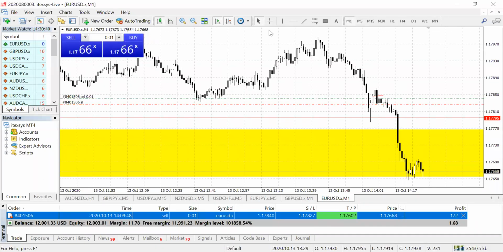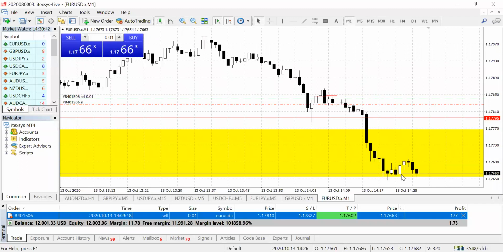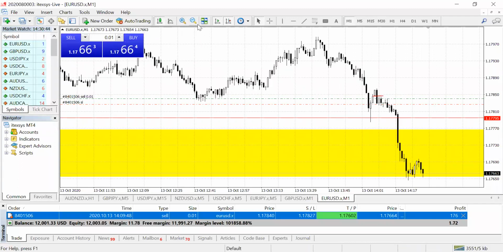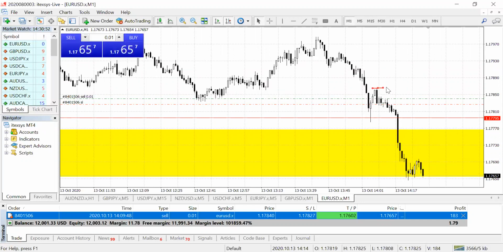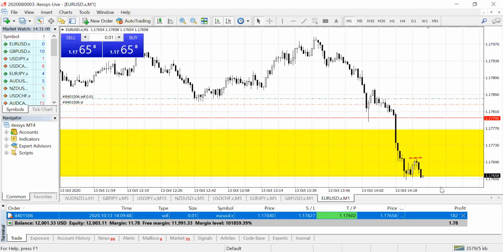Okay, so look, on the 1-minute chart, we have a new pivot, correct? Same pivot we had here, now we have it here. So that was a good opportunity to sell, but it is now also a good place to move our stop loss. Okay.